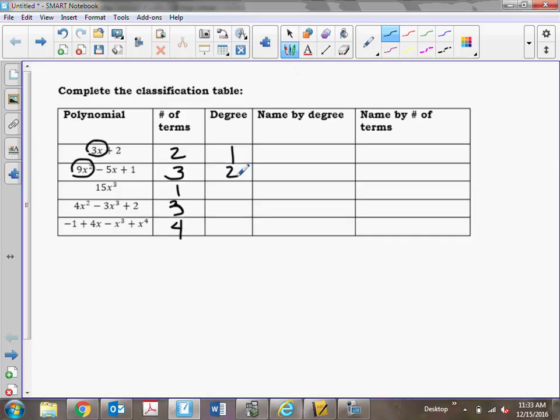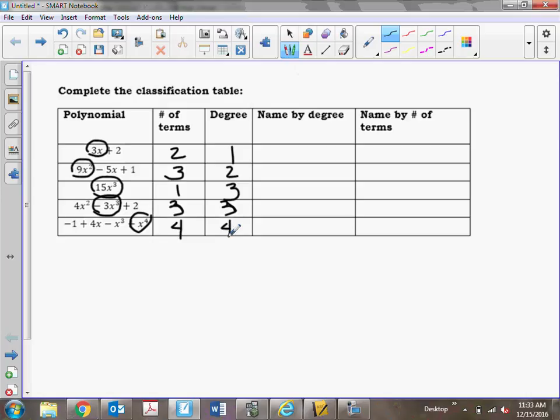Following one is 15x to the third. That one has an exponent of 3. Now the next one is out of order. It is not 4x squared that is the highest degree. It is a negative 3x to the third. So this one has the highest degree of 3. The following one is also out of order. We have to find the highest degree. And that highest degree is at x to the fourth. So this has a degree of 4.